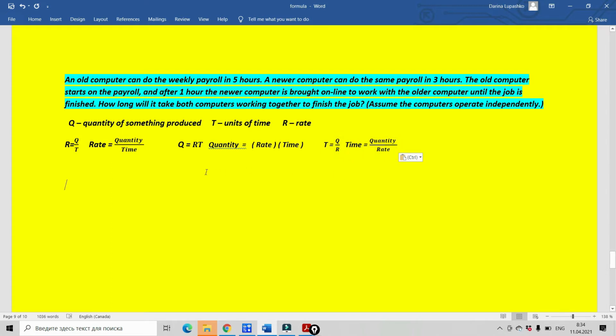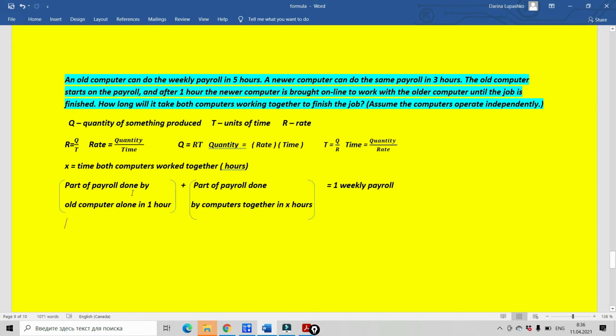So we have x, the time in hours both computers work together. So what happened? Firstly, the old computer worked alone for 1 hour. Then both computers worked together for x hours and they did all the weekly payroll. So we have that the part of payroll done by the old computer alone in 1 hour plus the part of payroll done by computers working together in x hours equals 1 payroll, the weekly payroll.